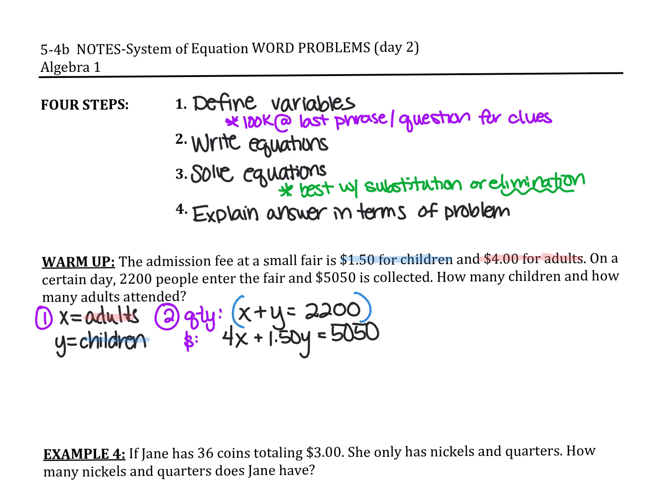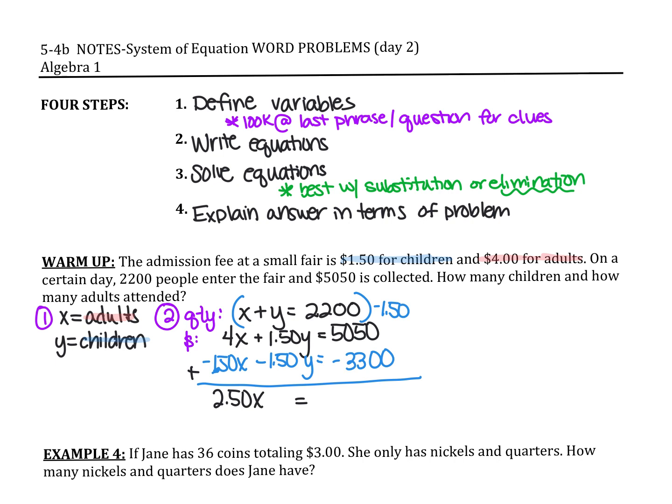So I'm going to go ahead and take this top equation and multiply it. Maybe I multiply it by negative 1.5 or negative 1.50. So we get negative 1.50x minus 1.50y equals negative 3,300. And now I can combine those two equations. So if I subtract, 4 minus 1.5, we get 2.50x. The y's eliminate, that was the point.